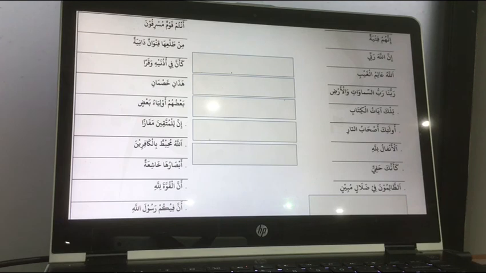Az-zalimuna fi dalalin mubin. Zalimun means wrongdoers, bad people, evil people, right? Does az-zalimuna have any connection with fi? No, right? So az-zalimuna means the wrongdoers are, because they have no connection with fi, the next word. So the wrongdoers are in dalalin mubin. Dalal means misguidance, mubin means clear misguidance.